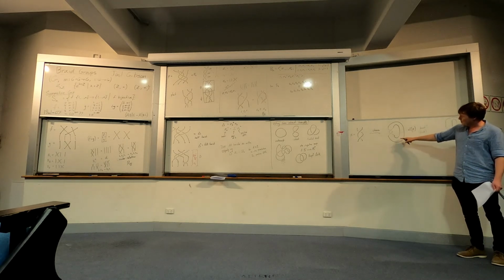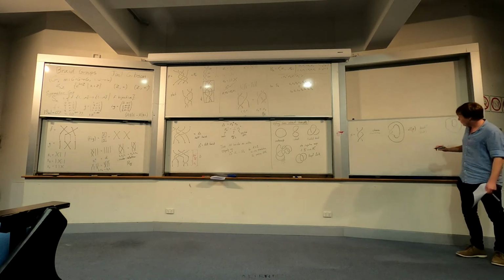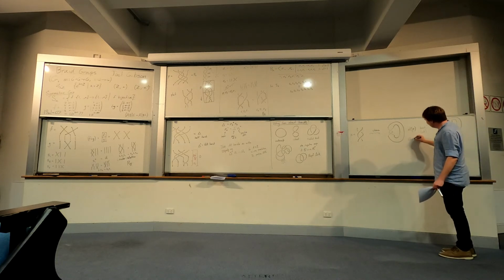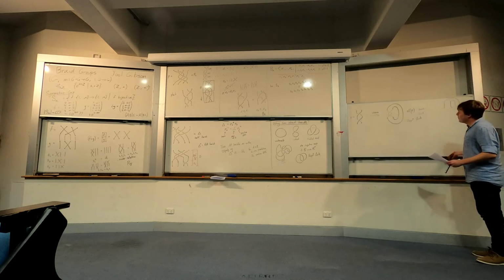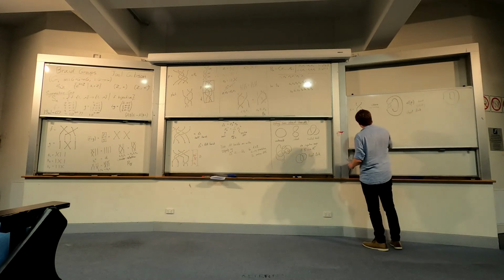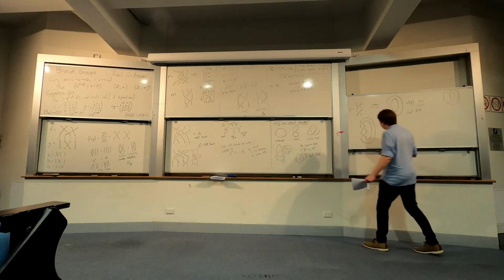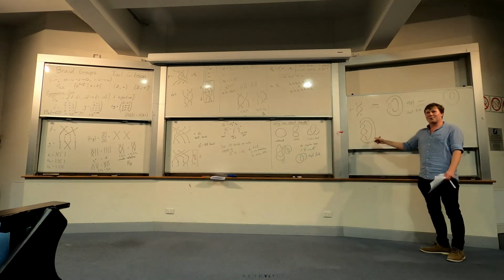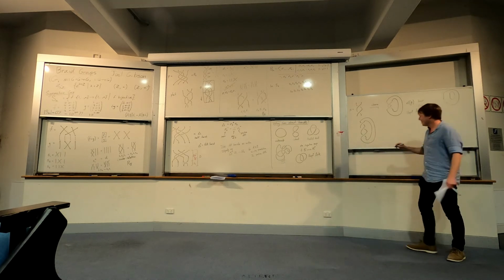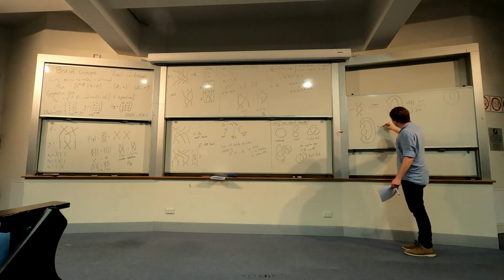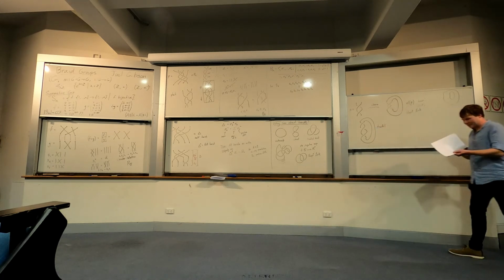Does anyone know what this is? Hopf link. So we could do this again with a very slightly more complicated braid. You don't know what this is? Excellent. Trefoil knot.